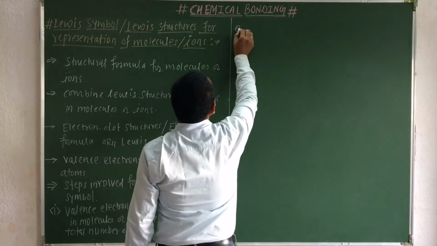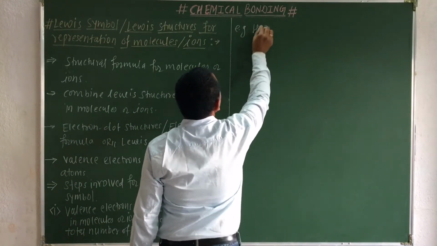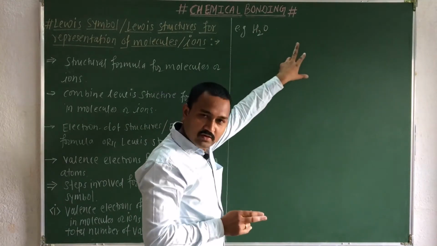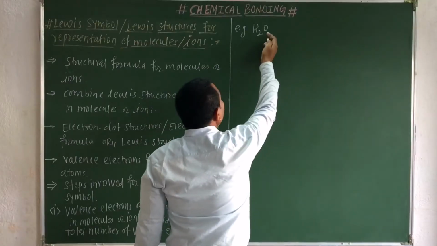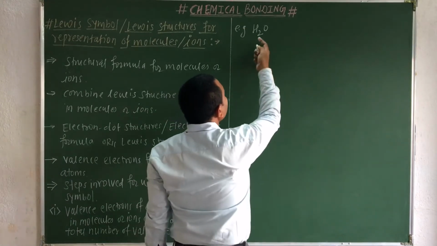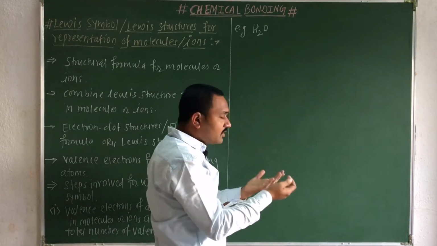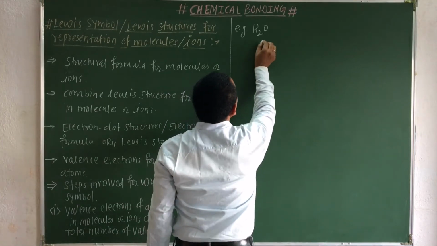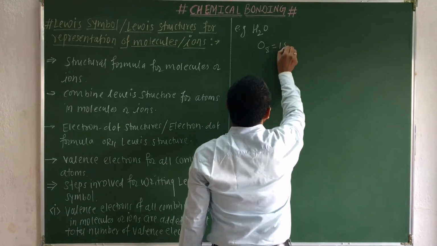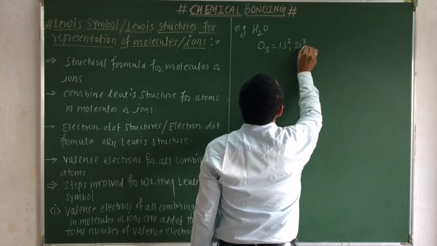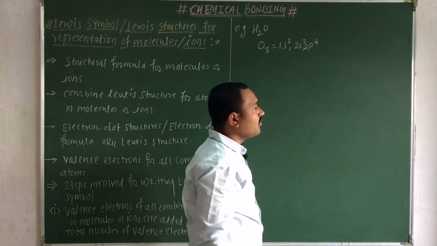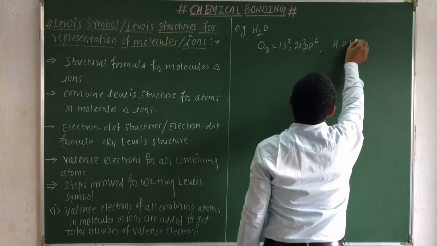Now for example, let me consider the H2O molecule. The H2O molecule is made up of two hydrogen atoms and one oxygen atom. To find the valence electrons in this molecule, we first consider the electronic configurations of all combining atoms. Oxygen has atomic number 8, so its electronic configuration is 1s2, 2s2, 2p4. For the hydrogen atom it is 1s1.